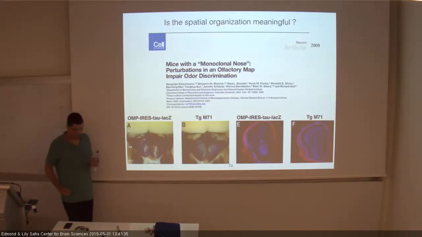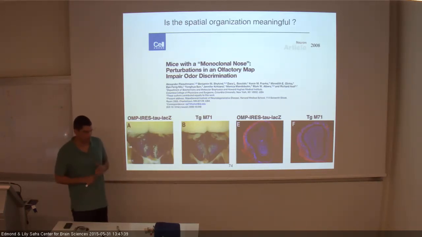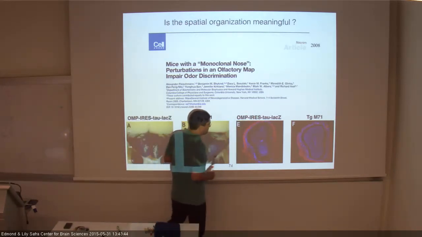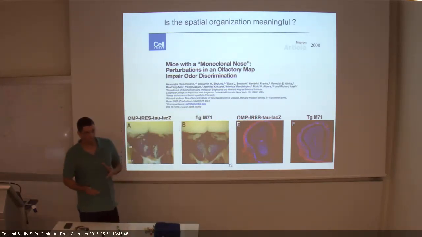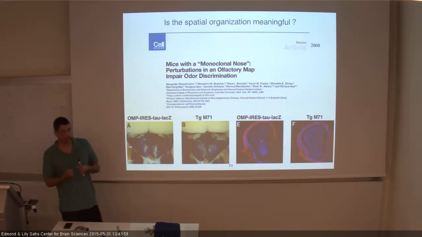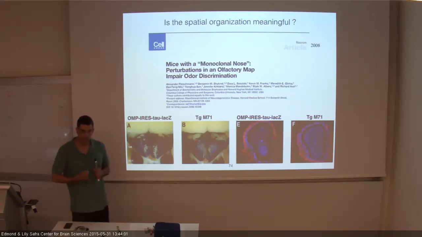Okay. Another cool example before we finish today, coming from the lab of Richard Axel. Richard decided, again very Drosophila-like, let's see if the spatial organization is important in the olfactory system. He made a mouse in which he forces all the olfactory receptors to express a single olfactory receptor. He called this the monoclonal nose mouse.